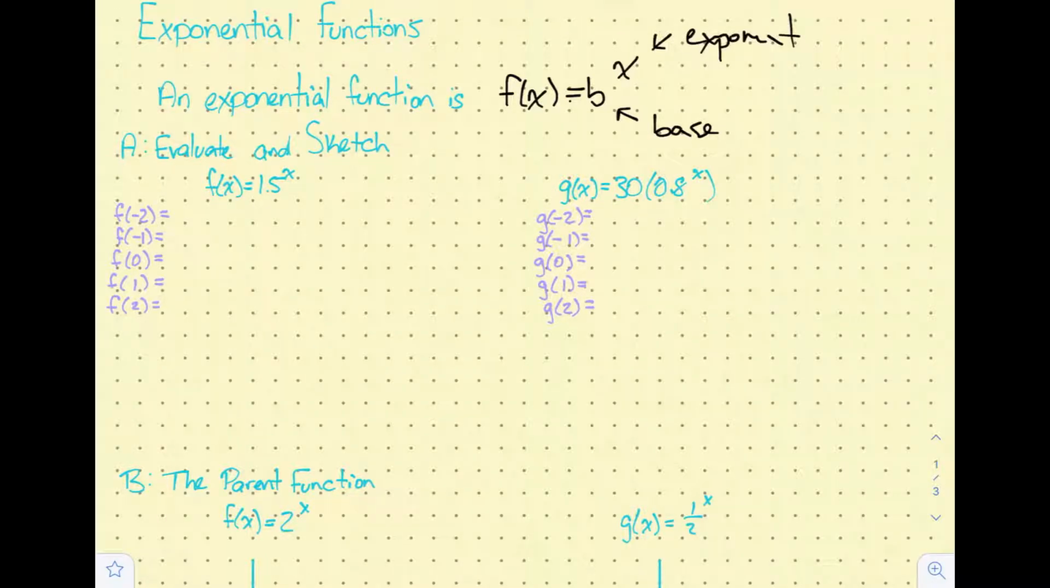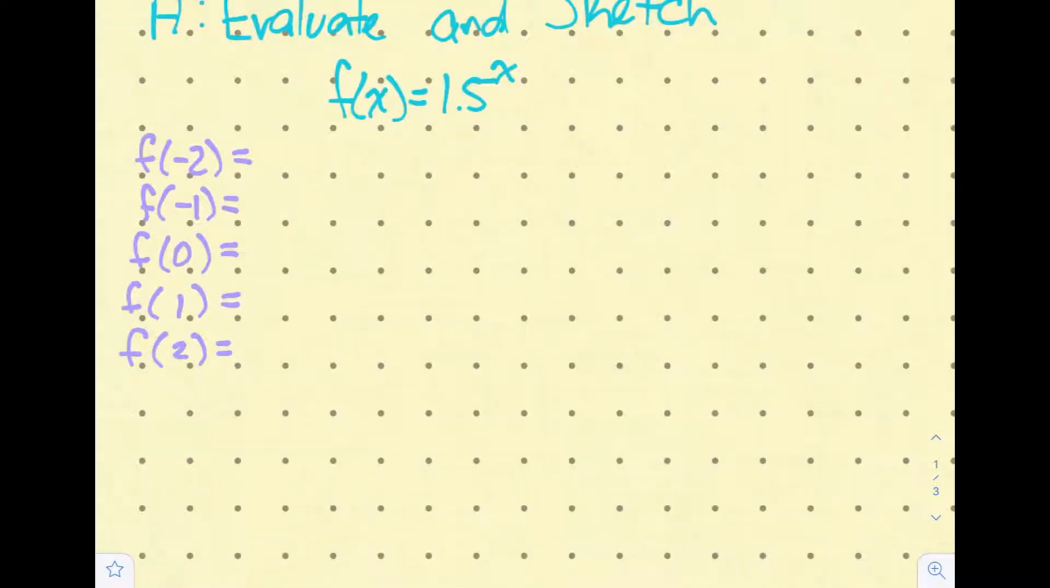So we'll evaluate and sketch a couple of graphs. We just need to be careful to plug the variable in to the exponent and simplify. So 1.5 to the first power is 1.5. Squared means multiplied by itself, so that's 2.25. Anything taken to the 0th power is 1.